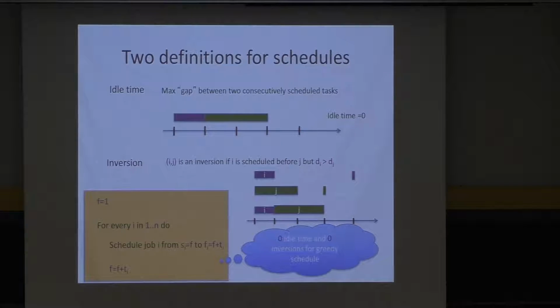And the way the greedy algorithm is set up, it immediately follows that the idle time of the greedy algorithm is 0 because you're scheduling everything at the earliest time that you could. And the number of inversions is also 0 because you're scheduling everything exactly in order of the deadline. So the ordering of the jobs will respect the increasing order of the deadlines.